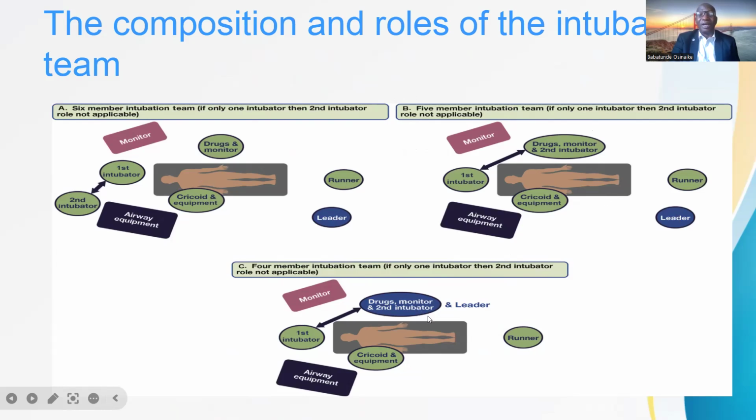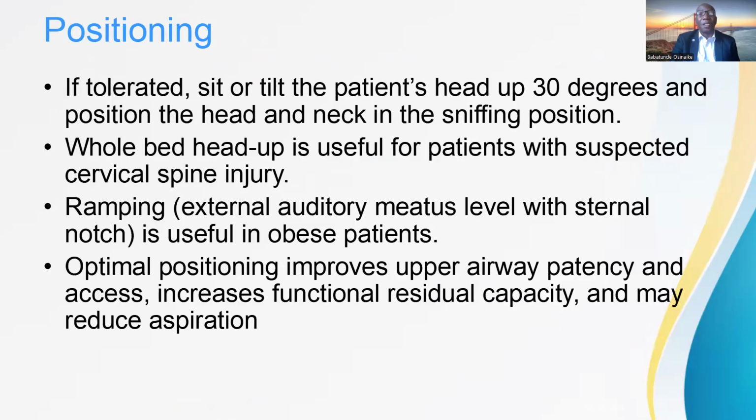Then you have the 4-member team. Here you have the first intubator. This person takes care of drugs and monitoring, is also the leader, and is also the second intubator. And you have the person giving cricoid pressure and the runner. So it depends on the number of people available to you. But what this is telling us is that you must prepare your team. Your team must be ready when it comes to intubating your patient in the ICU.